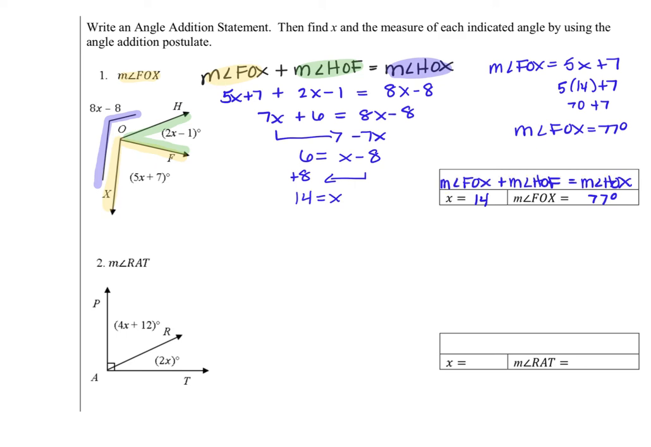All right, awesome job, guys. So let's look at the next one. We're going to be finding the measurement of angle RAT, or RAT. So let's highlight that one. So we're looking for RAT.